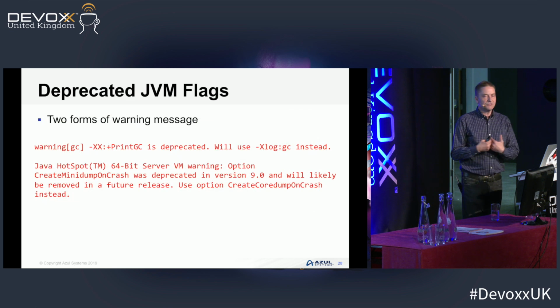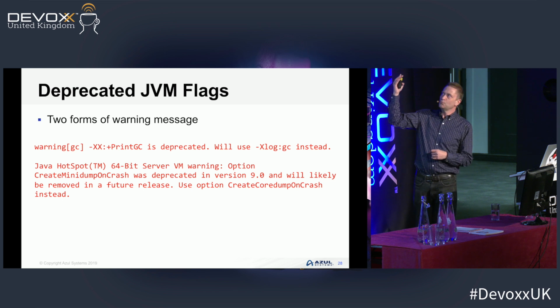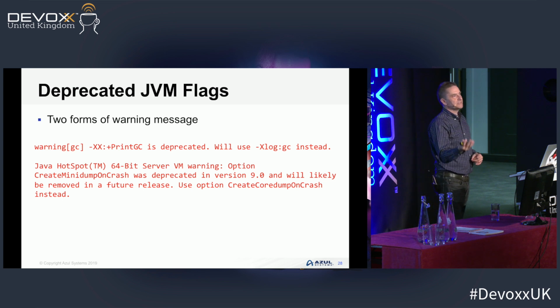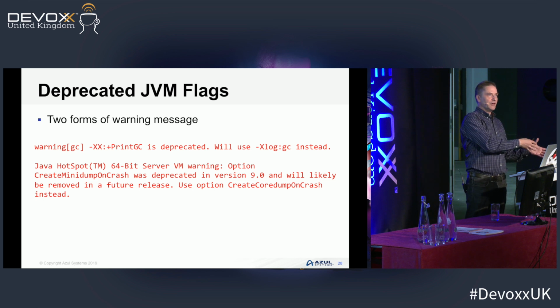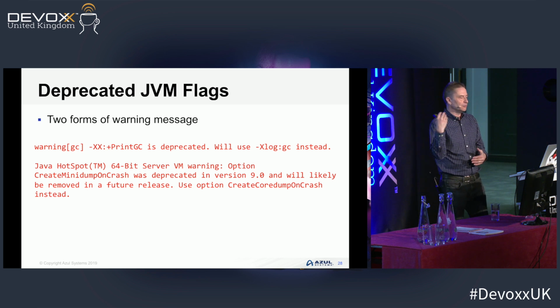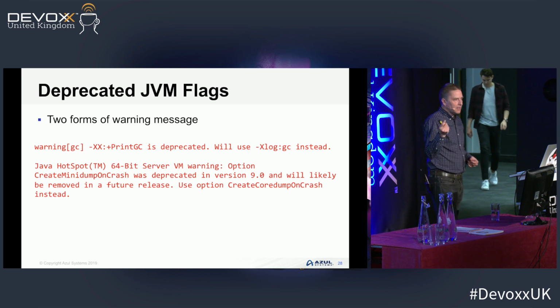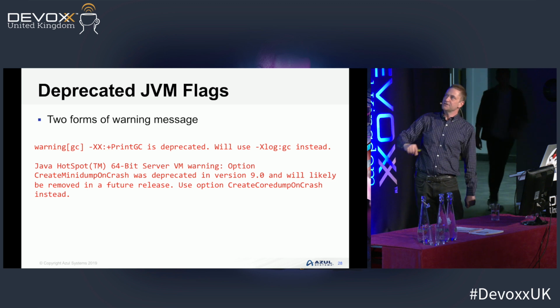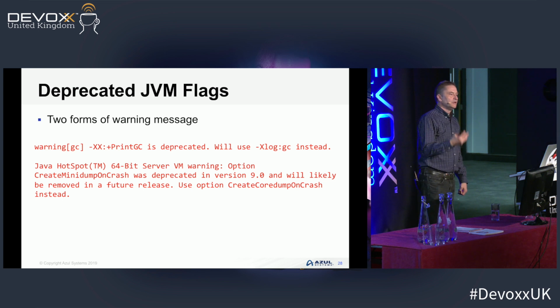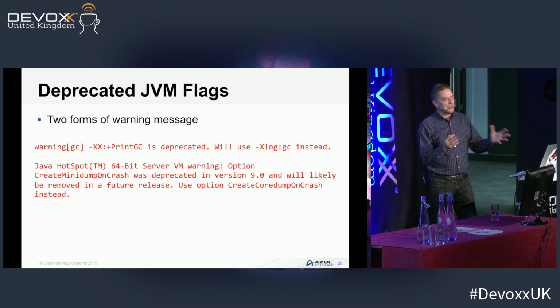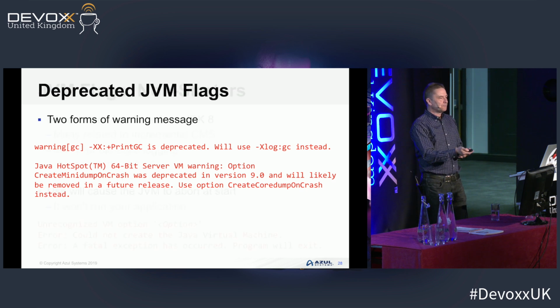Again, in terms of the warning messages you get from this, some of them will be quite useful. They'll say, okay, you've used PrintGC, that's deprecated, and the JVM will use the correct version instead, and it will warn you saying you should use -Xlog:gc instead. Other ones will get a message like this: CreateMinidumpOnCrash was deprecated and likely to be removed in a future release, so use a different one instead.